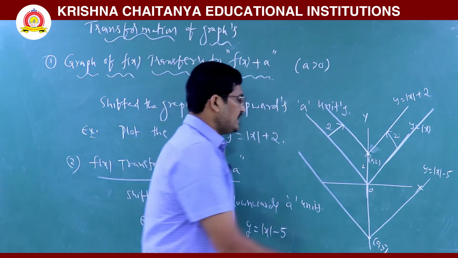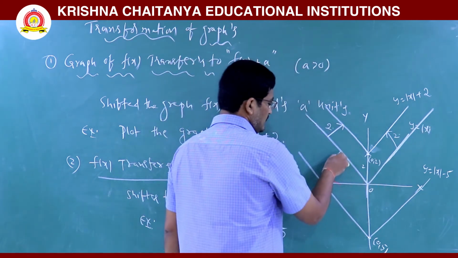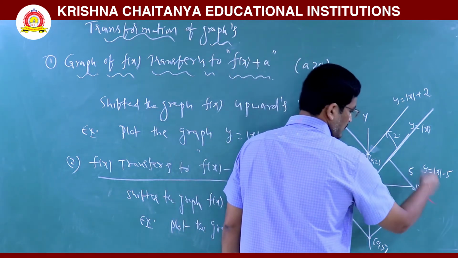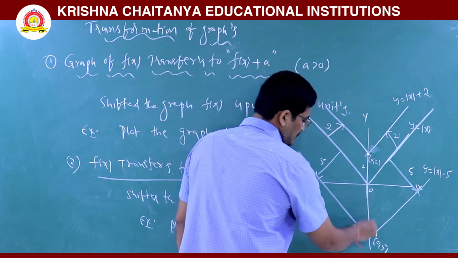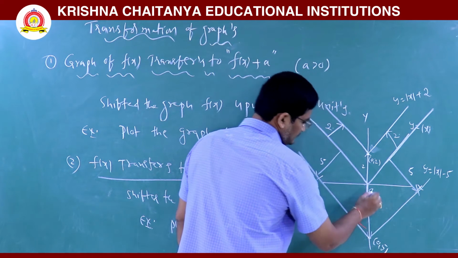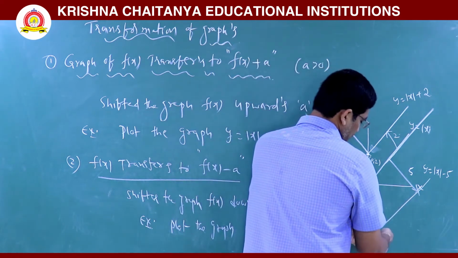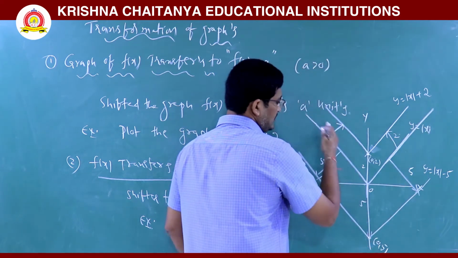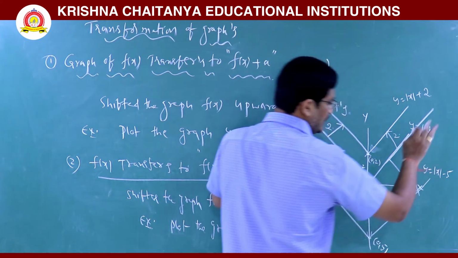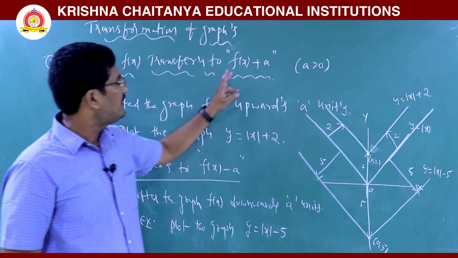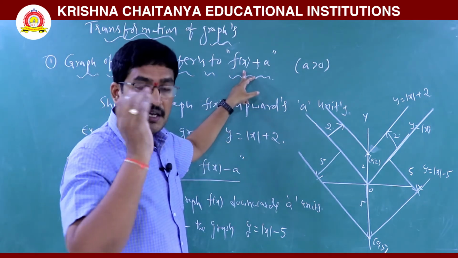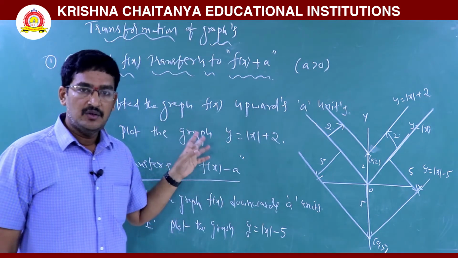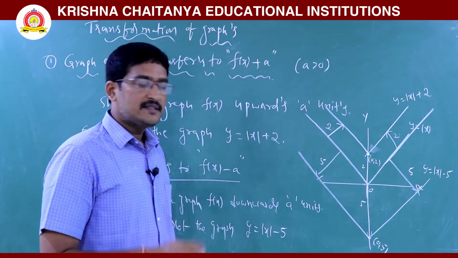Now we have to shift the same original curve 5 units downwards. We have to shift this curve downwards by a distance of 5 units here. So 5 units. Then the point comes to here, and there is a line which is parallel to this one, and this is a line which is parallel to this one. So this one represents y equal to mod x minus 5. So to get the curve f of x plus a, you just have to shift the graph f of x upwards a units, and if you want the curve f of x minus a, then you have to shift the original curve f of x downwards a units.